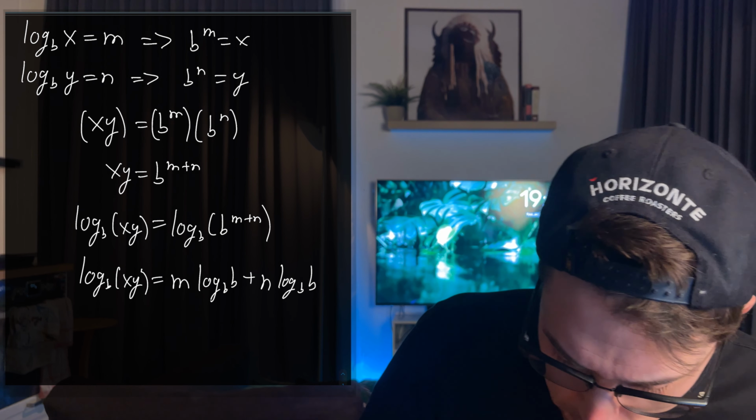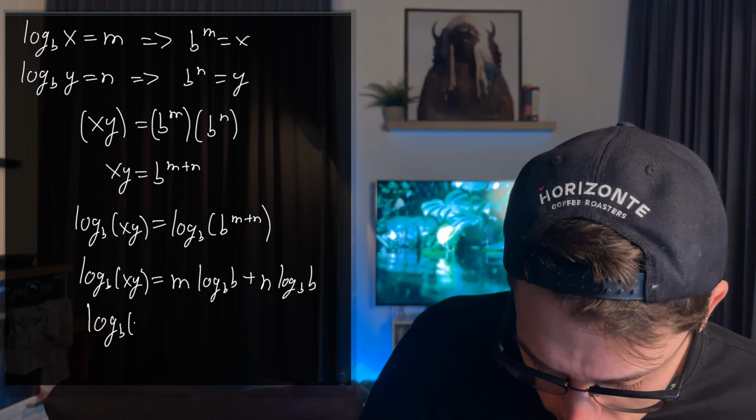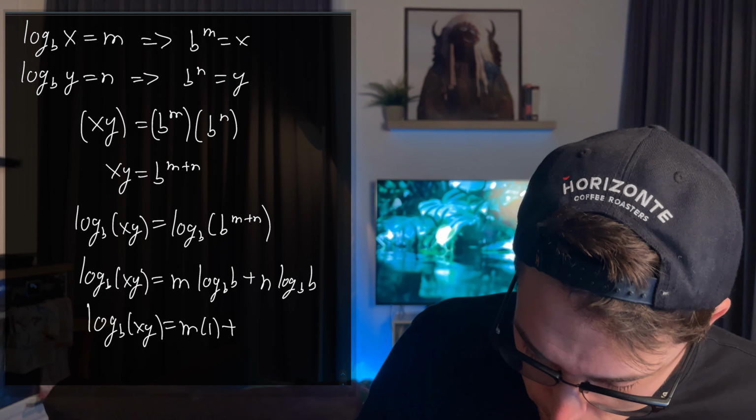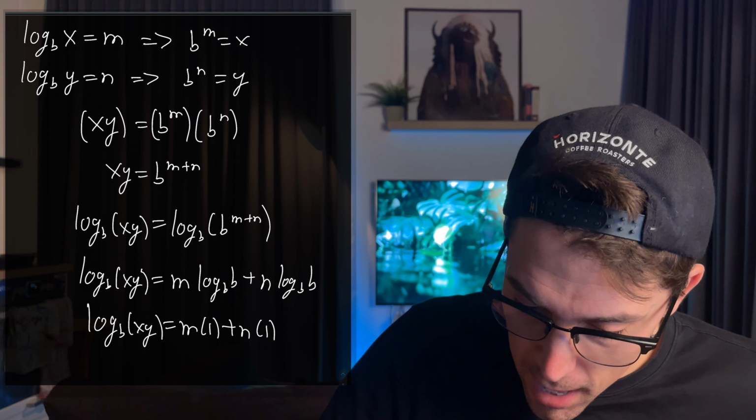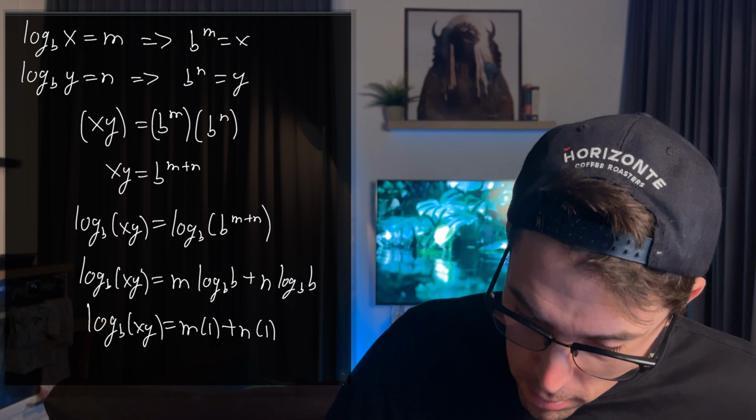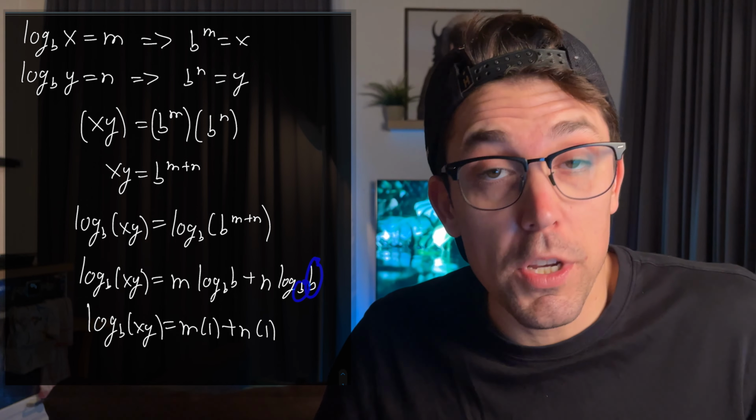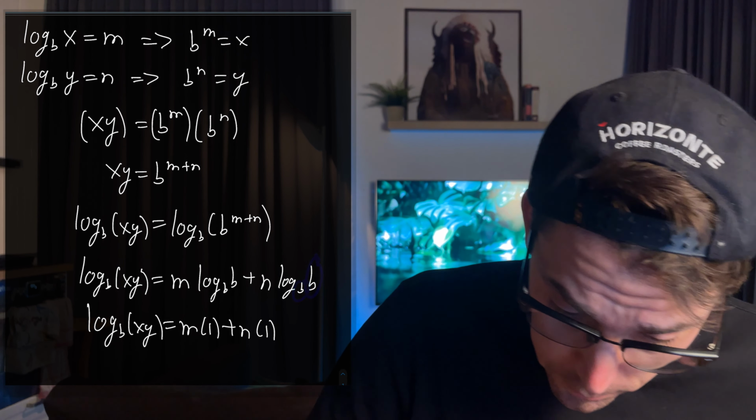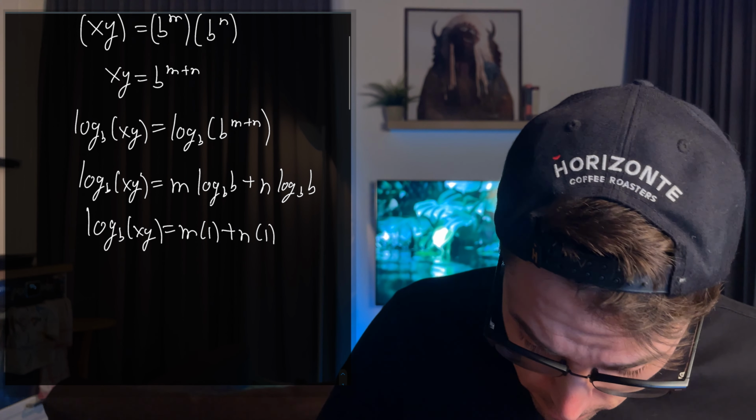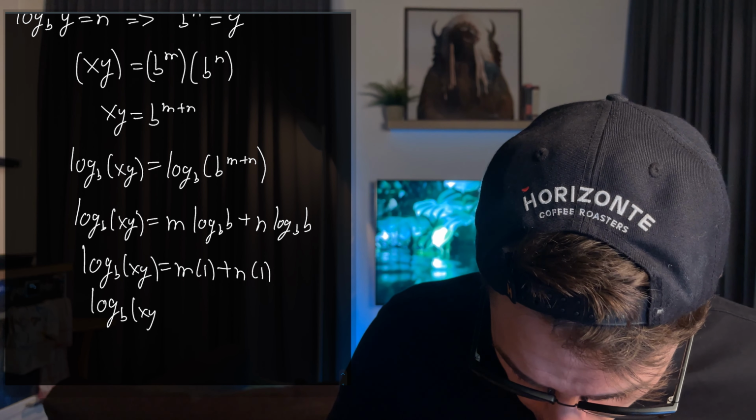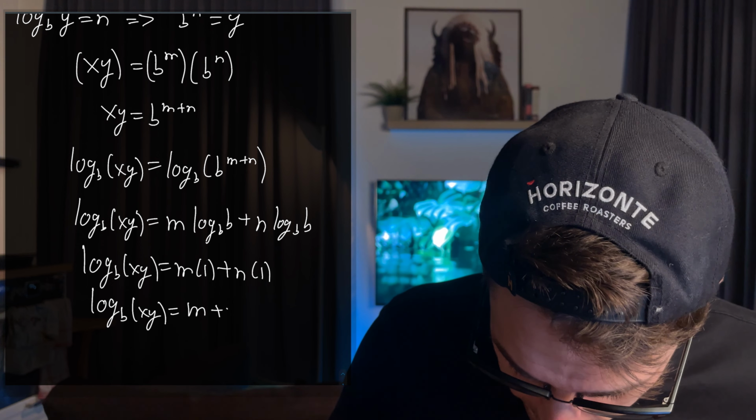So if you actually think about this, we would just have log base b of xy is equal to what? I would have m times 1 plus n times 1. Because again, what I'm looking for is a number that makes the base b this number here, which happens to be the value b. So simplifying this a little bit further, I'm going to have log base b of xy is equal to m plus n.